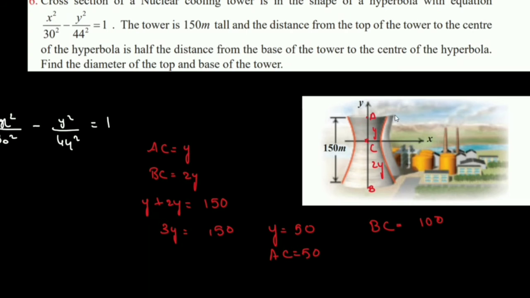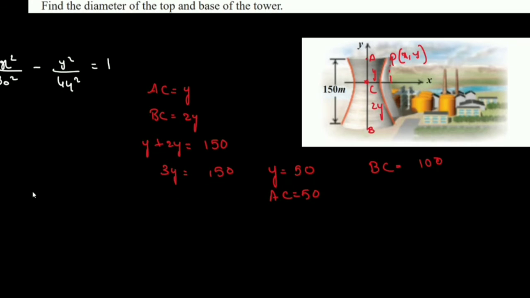We're going to take a point P here. So we're going to find this x coordinate. The y coordinate is 50. This is 50, AC is 50. So the y coordinate is 50. The x coordinate will give the radius of the top. x comma y is a point on the hyperbola.